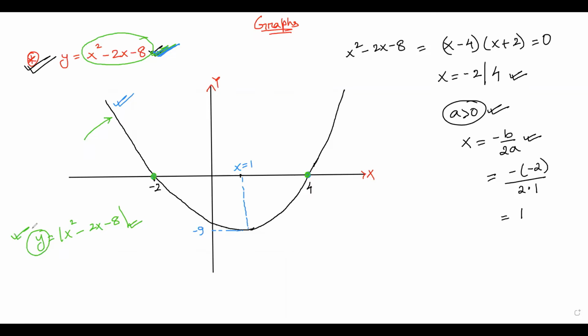So all these negative values will become positive for y equals mod of x squared minus 2x minus 8. If you want to draw the graph of y equals mod of x squared minus 2x minus 8, all the negative values of y in this quadratic equation will become positive and everything will remain the same. So the graph would be something like this. That is, all the values of y remain the same except the negative values, which have now become positive. So in this way, we can draw the graph of a quadratic function inside a modulus sign.